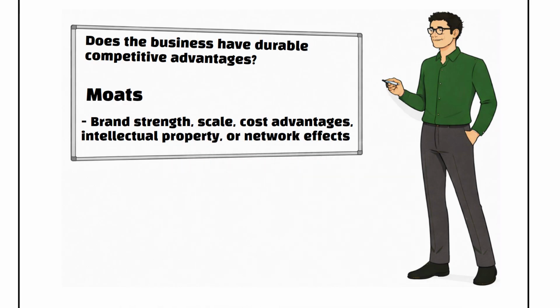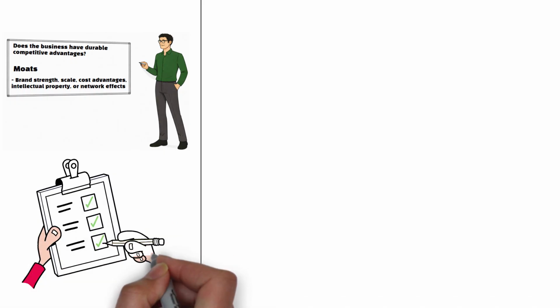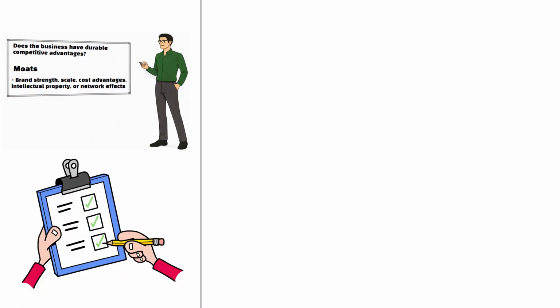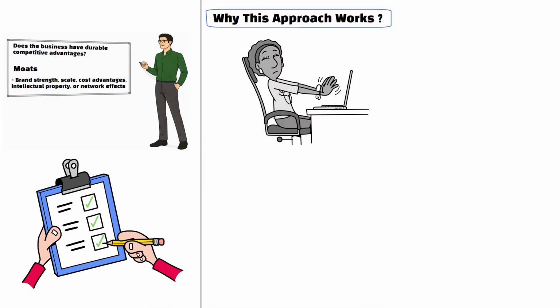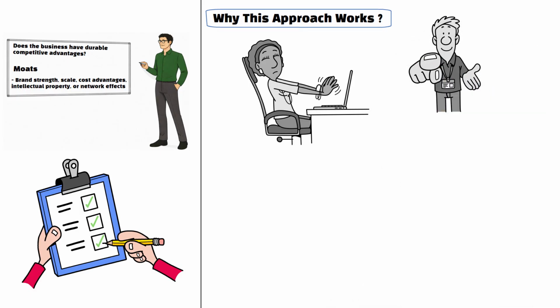Their durability determines long-term value. If the answers are clear and convincing, the company earns a place on Buffett's watch list. If not, he simply moves on. Here's why this approach works. Many investors avoid annual reports because they are long, technical, and mentally demanding, but their avoidance by other investors can be an edge for you.